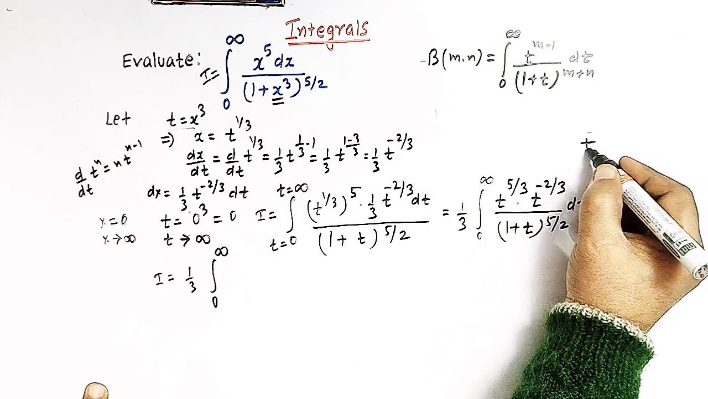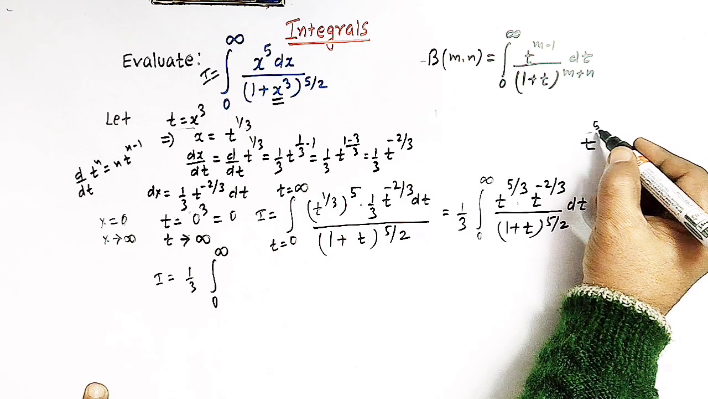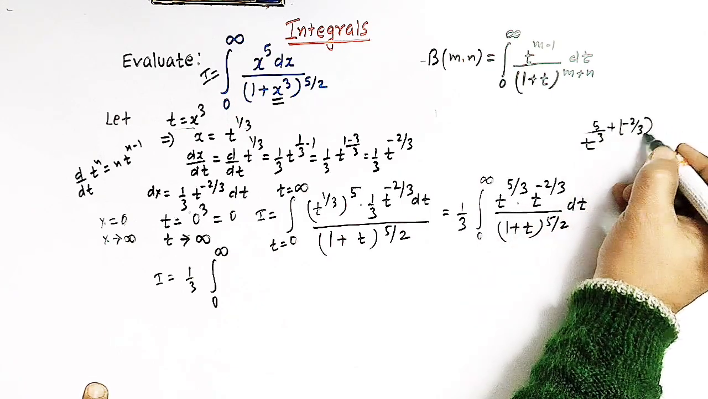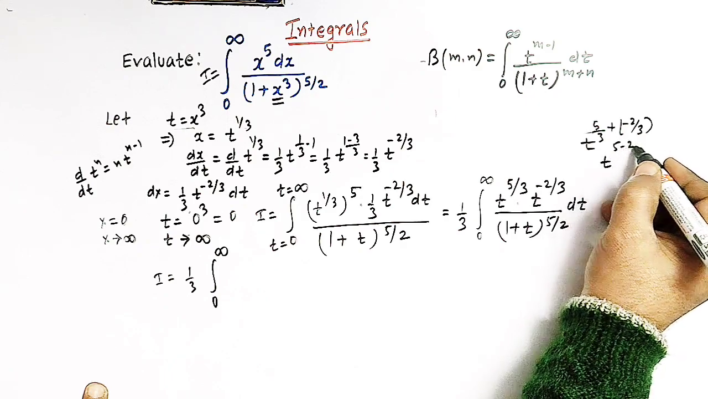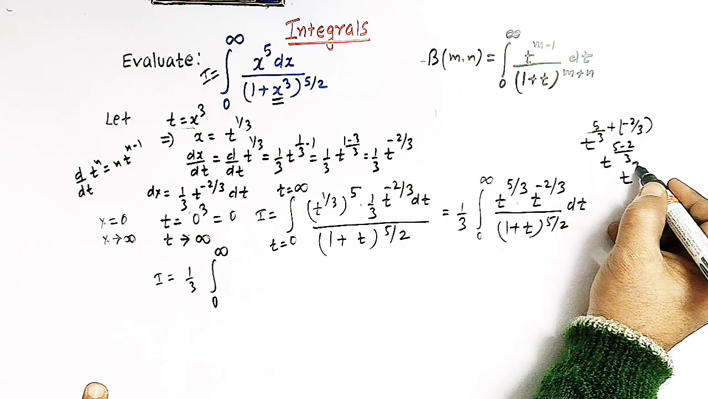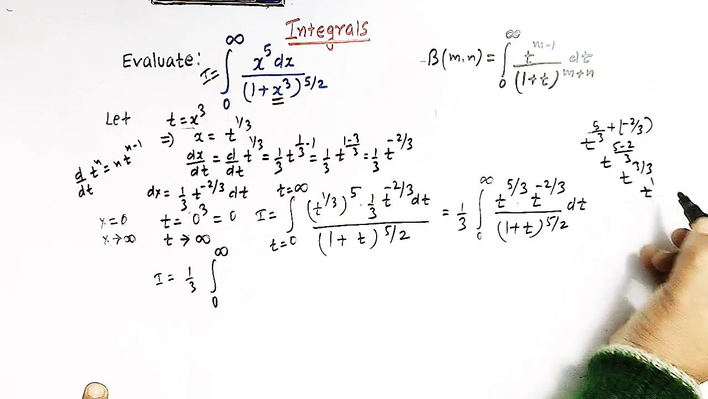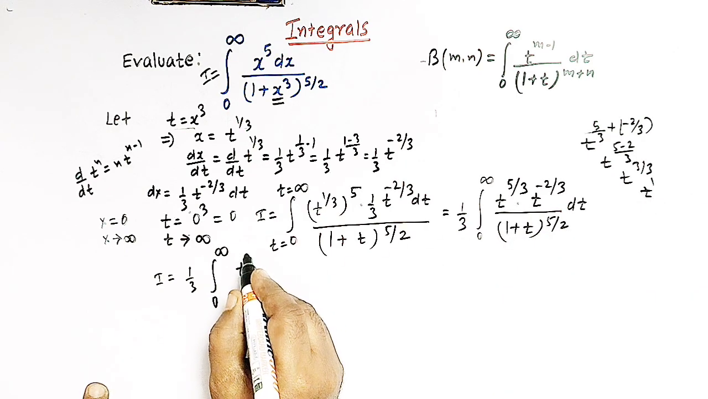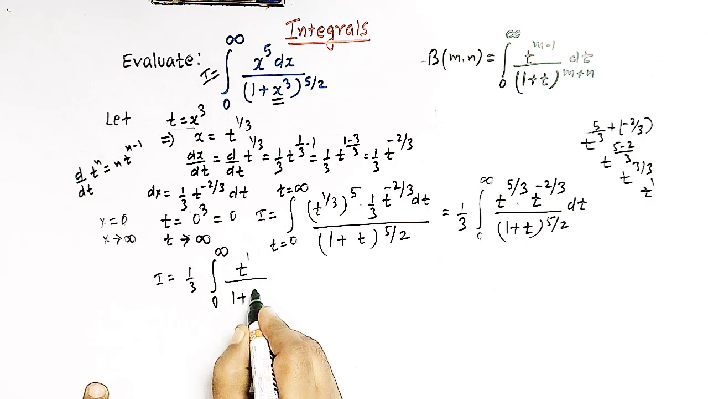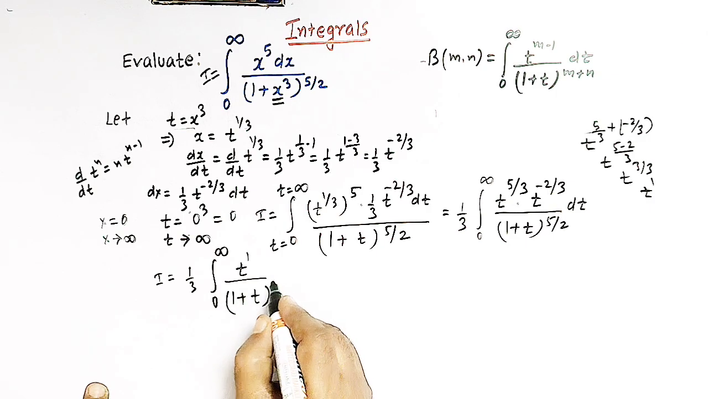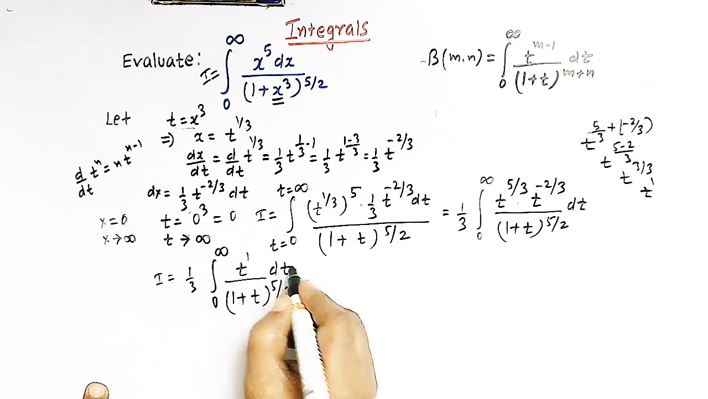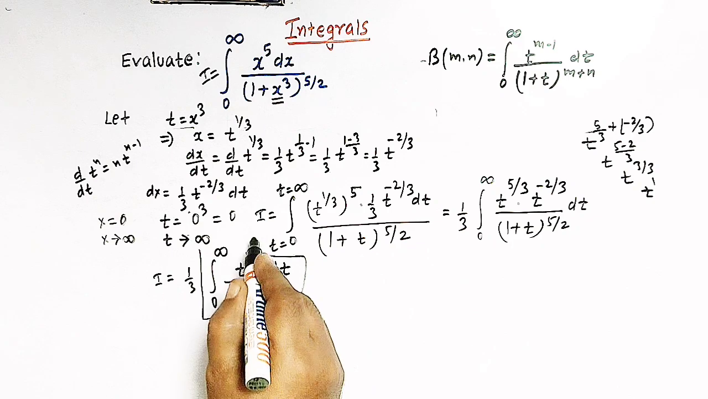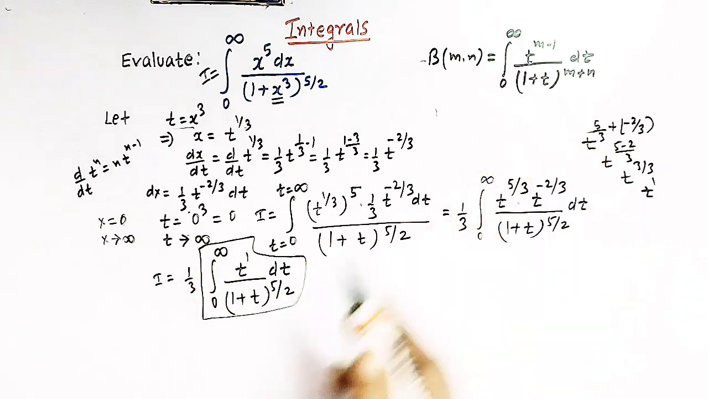So here the base is same, so we can add the powers. So we have 5 over 3 plus minus 2 over 3, that is 5 minus 2 over 3, that is 3 over 3, and that is t raised to 1, right? So in the numerator we have t raised to 1, and here we have 1 plus t raised to 5 over 2 dt. So now let us compare this integral with this one, right?